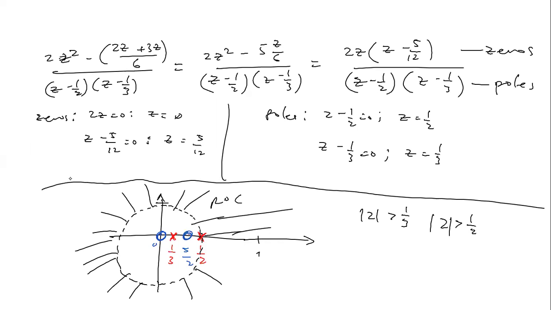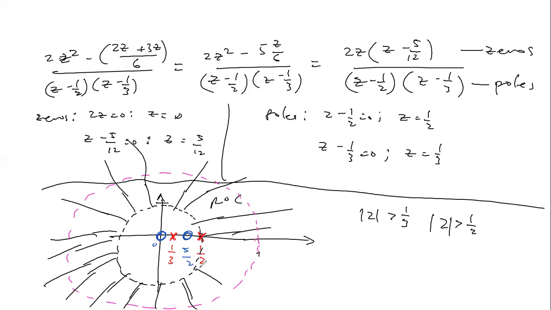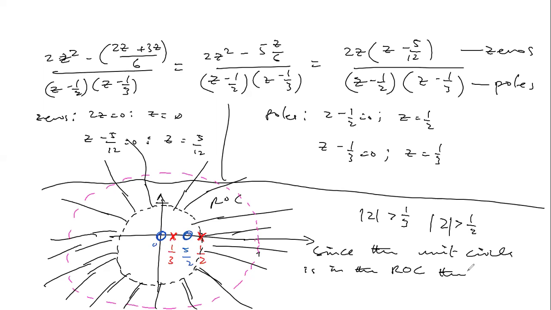So let's assume we draw our unit circle. Let's use another color to draw a unit circle. So let's assume this is our unit circle. But we have that the region of convergence extends beyond half. So you see that the unit circle is in the region of convergence, right? So since the unit circle is in the region of convergence, the system is stable. Okay? Is that clear, please?